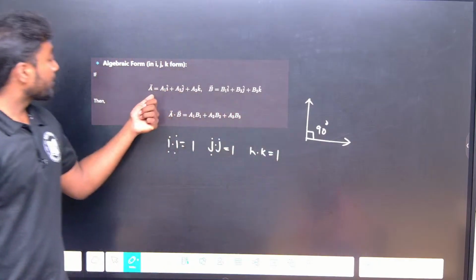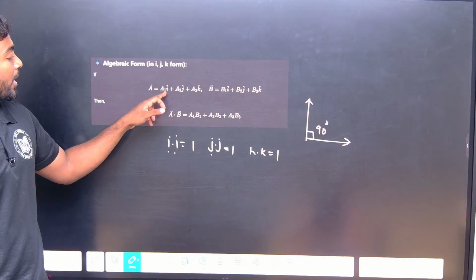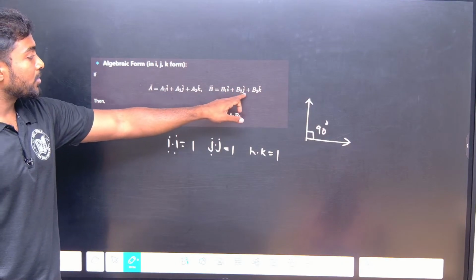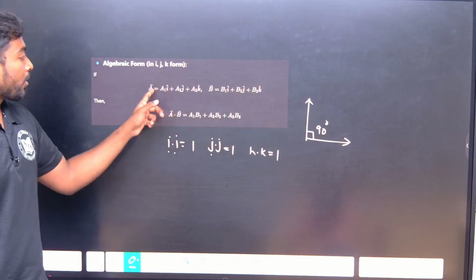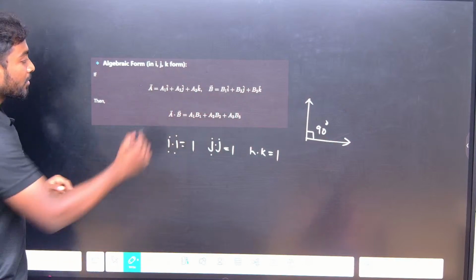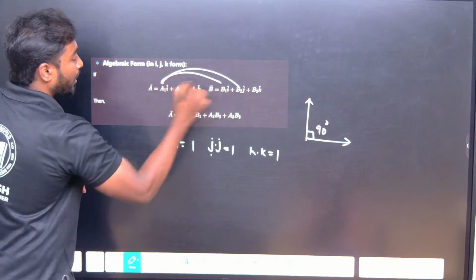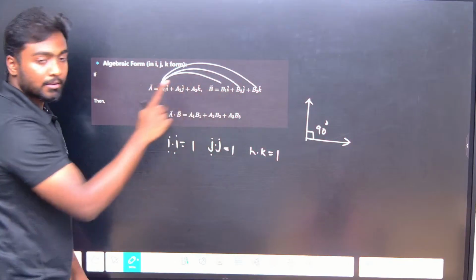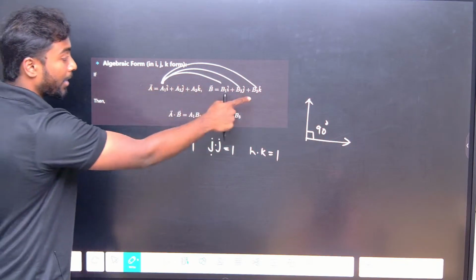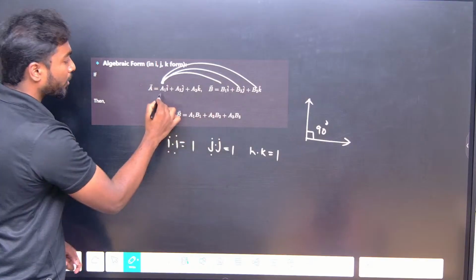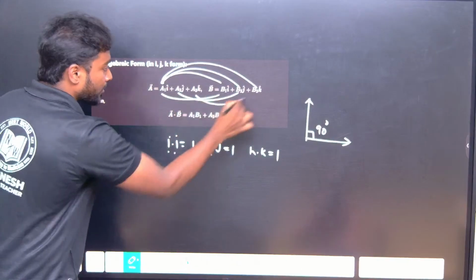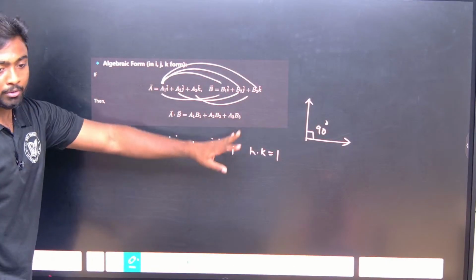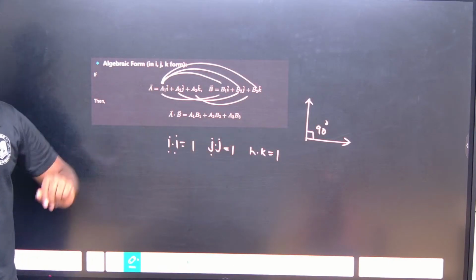Here the question is given as A equals a1 i cap plus a2 j cap plus a3 k cap, and B equals b1 i cap plus b2 j cap plus b3 k cap. For the dot product, we need to distribute over everything. i dot i is 1, i dot j is 0, i dot k is 0, so no need to worry about those. So the result is a1 b1 plus a2 b2 plus a3 b3.